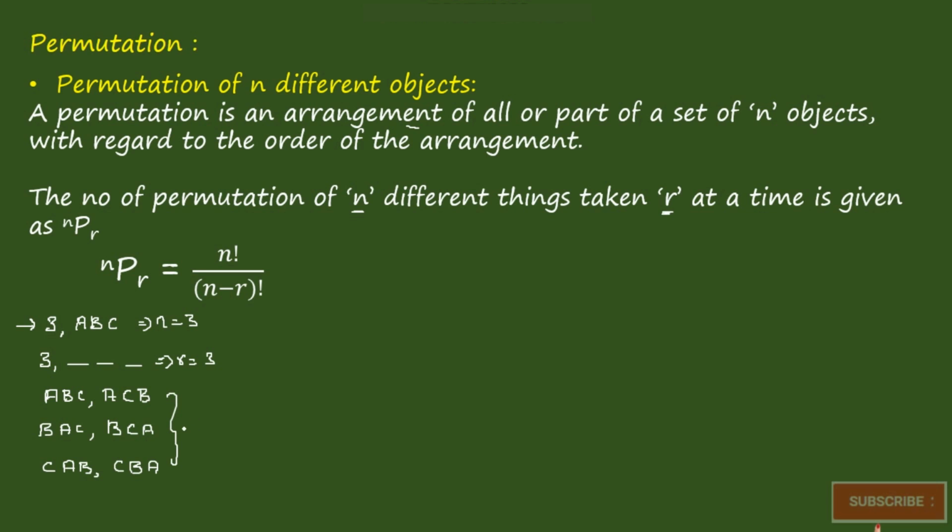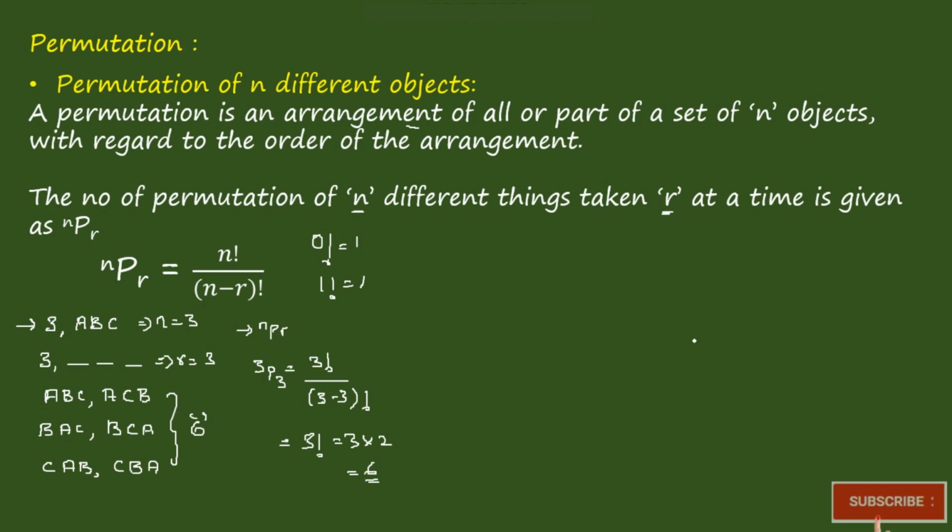So how many did we get? It's 6. By using the formula, we can say it directly. It is given as nPr, so it is 3P3, which is equal to 3 factorial divided by (3 minus 3) factorial. You have to remember this: 0 factorial is always 1 and 1 factorial is also 1. So we get 3 factorial, which is 3 into 2, which is equal to 6.